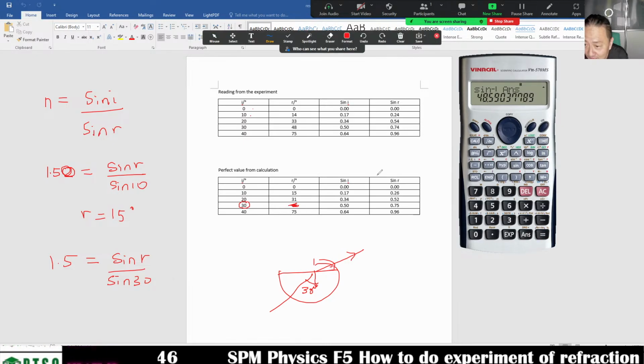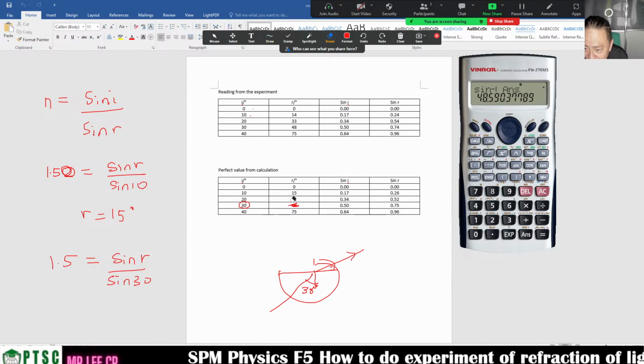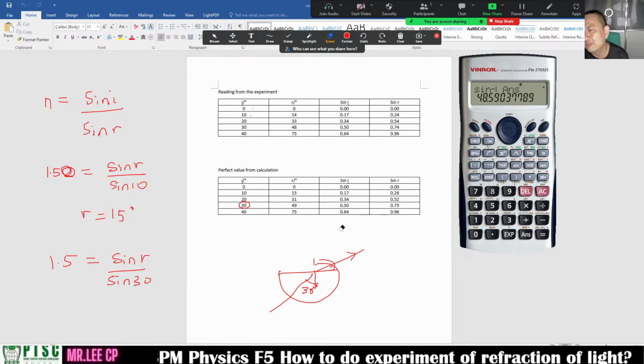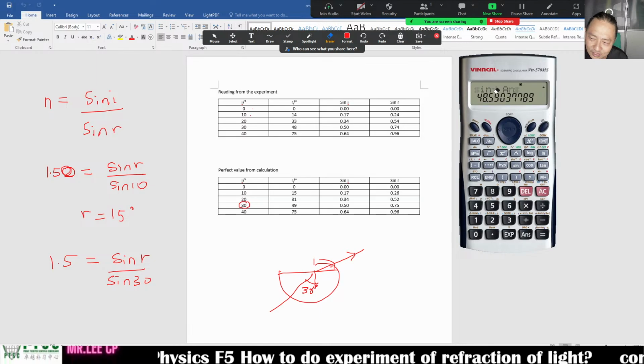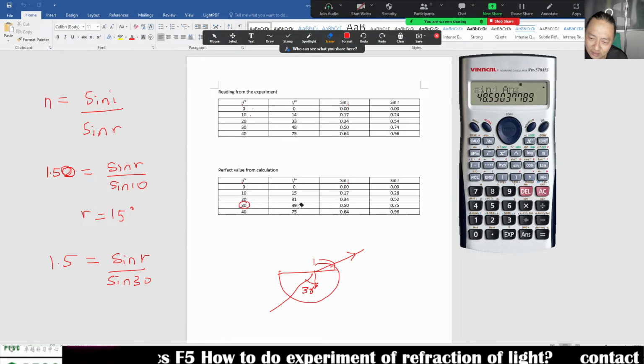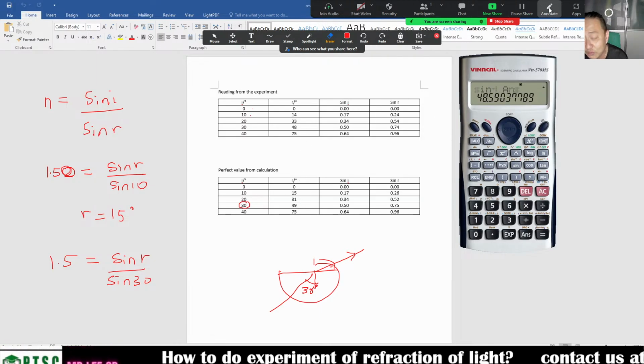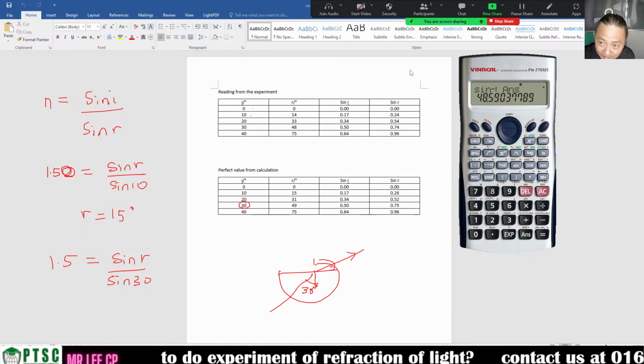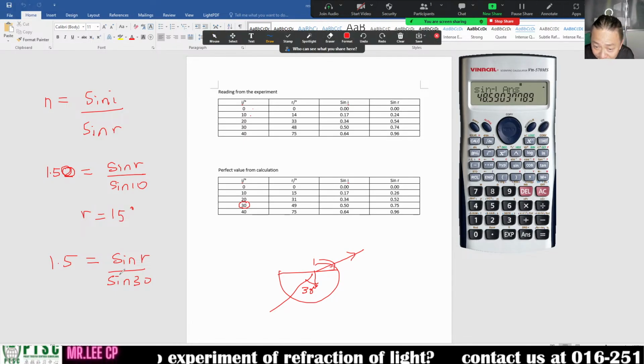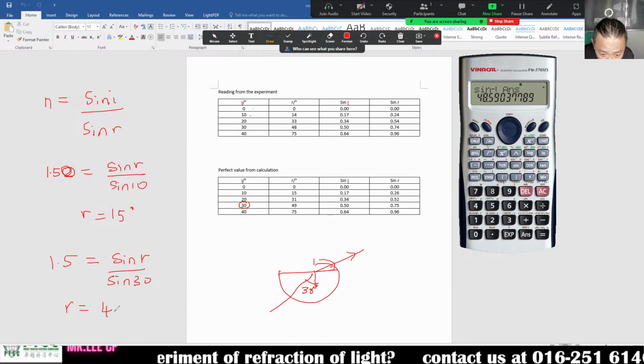48.6. 48.6 is your answer. 48 also can. 49, chincai lah. You want 49, then 49. Like that. That's how I get it. Perfect value. r is 49, like that.